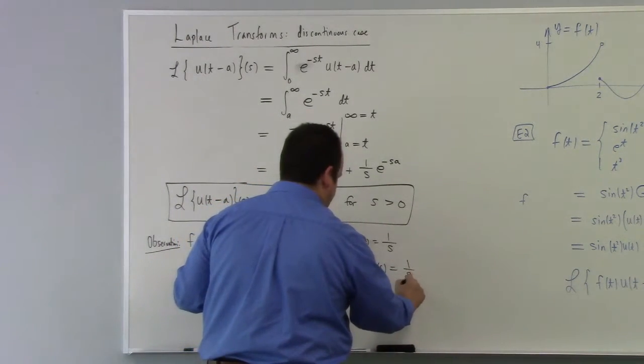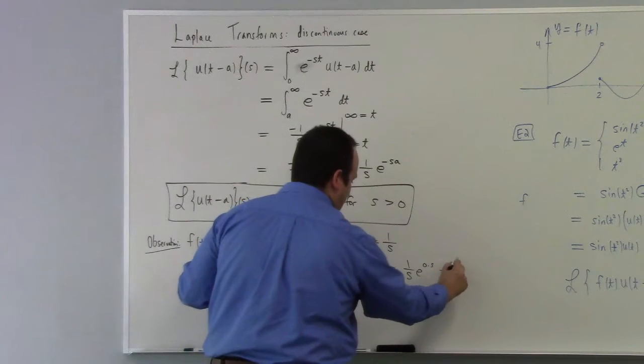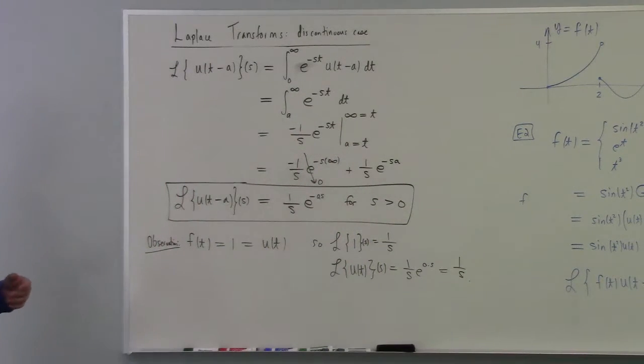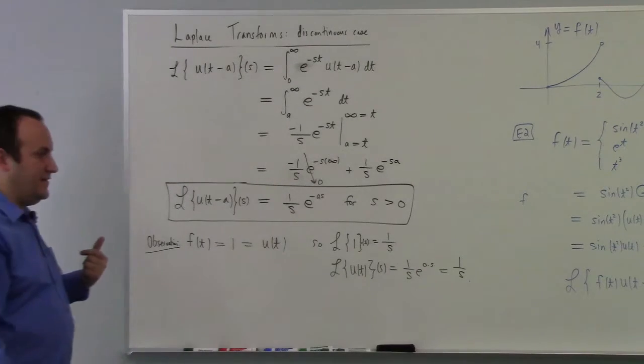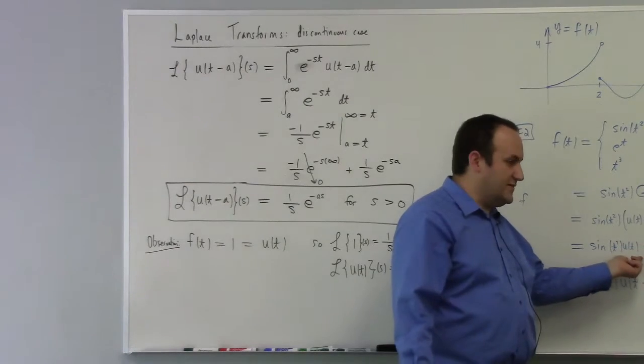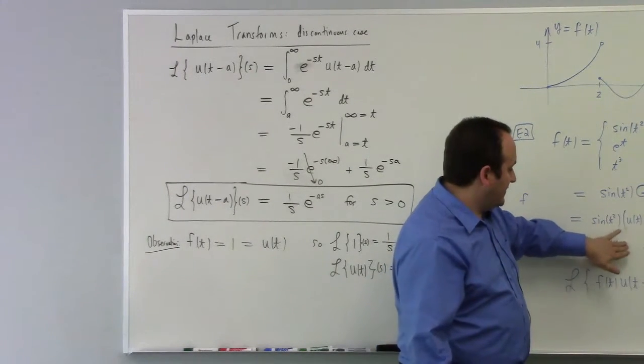It's 1 over s times e to the 0 times s, right? Also known as 1 over s. So this is consistent. And as a general point of order, when you have a term that you're calculating the Laplace transform of, like this one, for example, sine of t squared times u of t, you can essentially just drop out the u of t and it doesn't change anything.